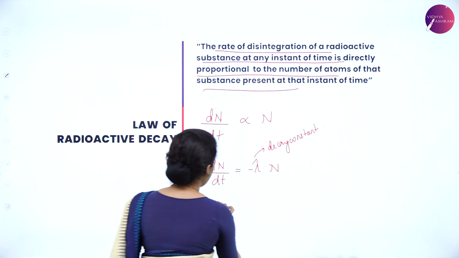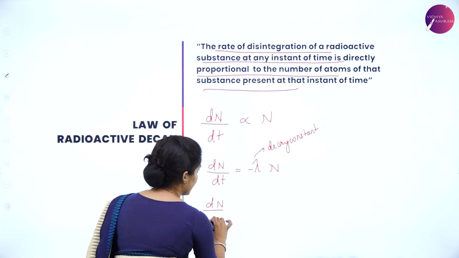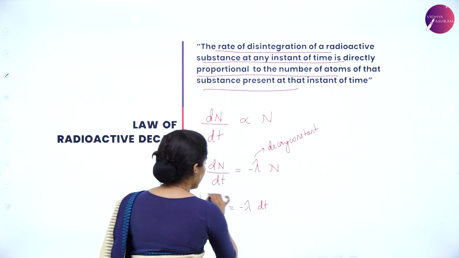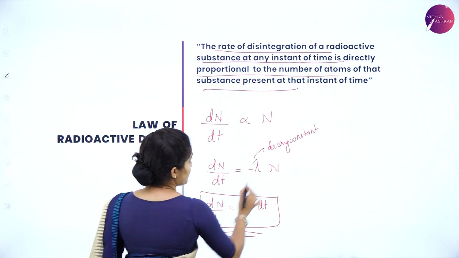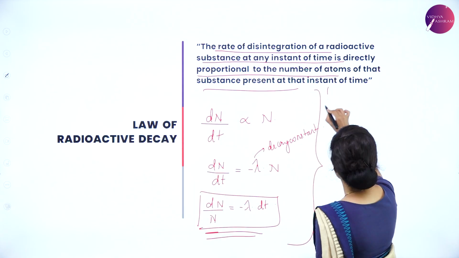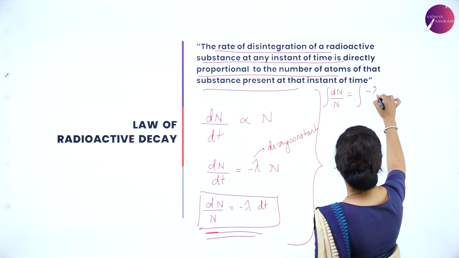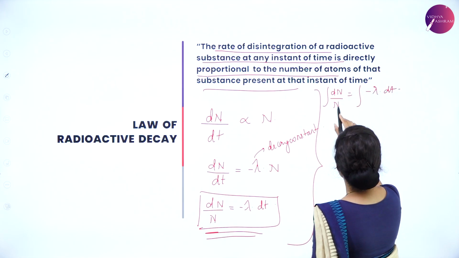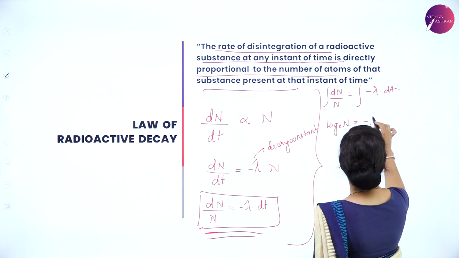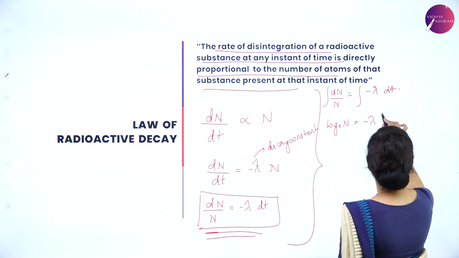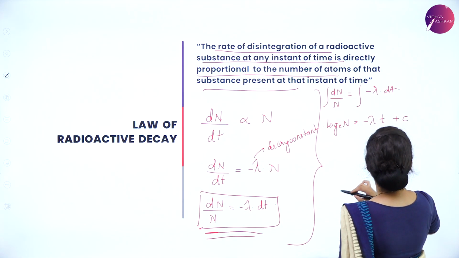So for which we have dN divided by N is equal to minus lambda into dt. On integrating this set of equations, we have integration of dN divided by N is equal to integration of minus lambda into dt. So the integral of this is log to the base e N is equal to minus lambda t. Integration of dt is nothing but t plus c.